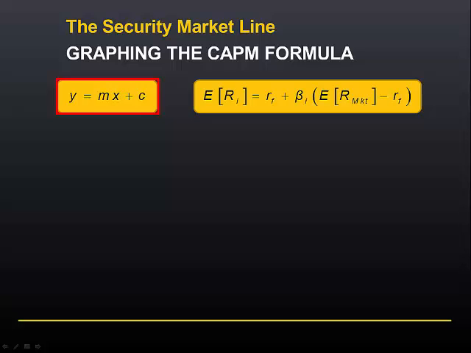We'll change this formula around so that we can see the correlation between it and the CAPM formula. Because it doesn't matter in which order we carry out addition, we will swap the c with the mx, and because it doesn't matter the order in which we carry out multiplication, we'll switch the m and the x. If we compare these two equations, we can see which variables line up.